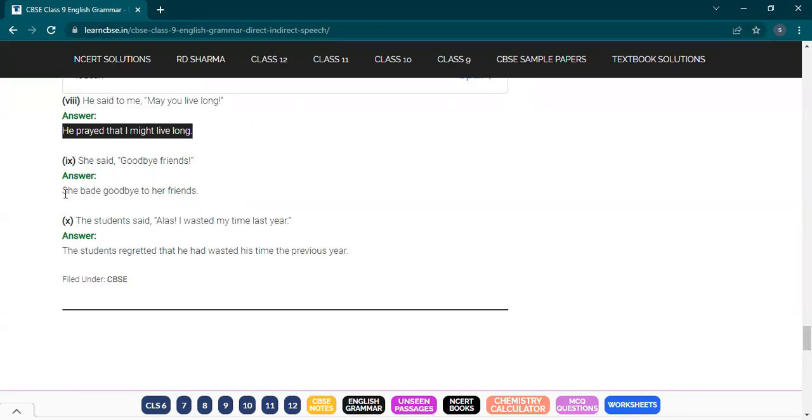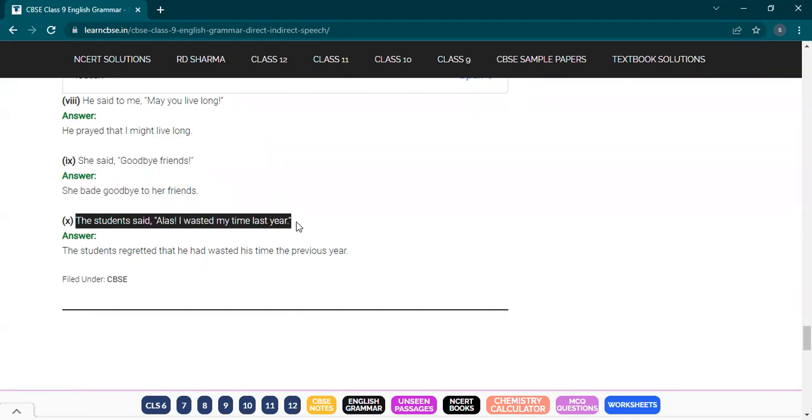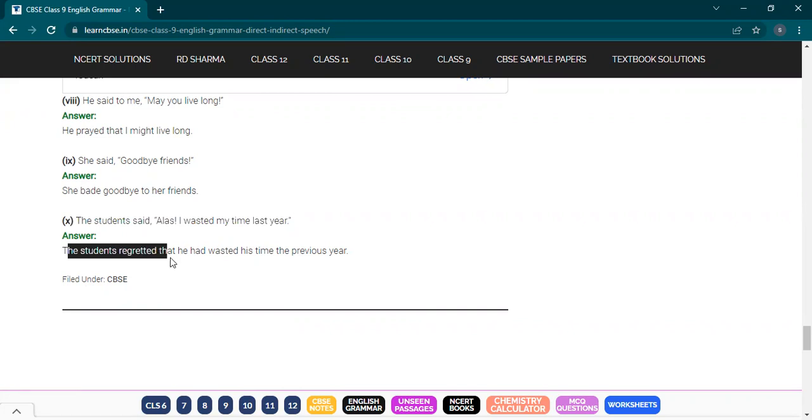She said, goodbye, friends. Ab goodbye, bidding goodbye kehte hai na usko. So she bade goodbye to her friends in a very simple way. The students said, alas, I wasted my time last year. So the word alas is showing that it is a regret. So ye teeno sentences ko dhyan se dekho. The students regretted that they had wasted their time the previous year.